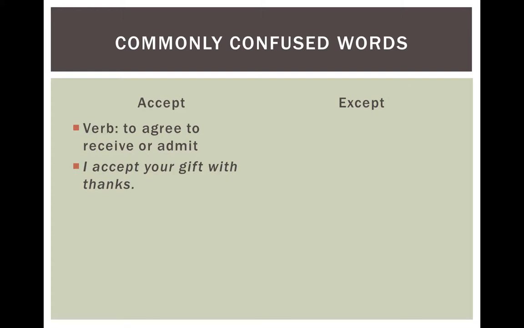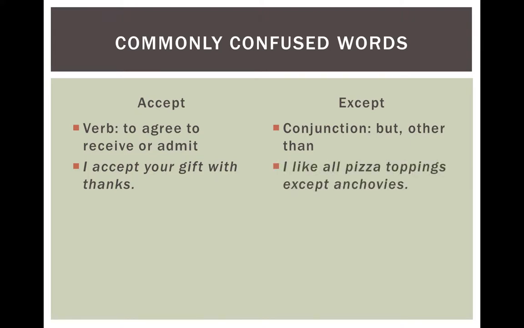We use accept in terms of college admissions. I was accepted into Harvard University. We use it with apologies. I accept your apology. The other except, this time with an E, is a conjunction, something similar to but or other than. We use it after we express, it's kind of a general statement that is true most of the time, except in a certain regard. I like all pizza toppings. You order a pizza, I'm happy with whatever you order on top of it, except anchovies.